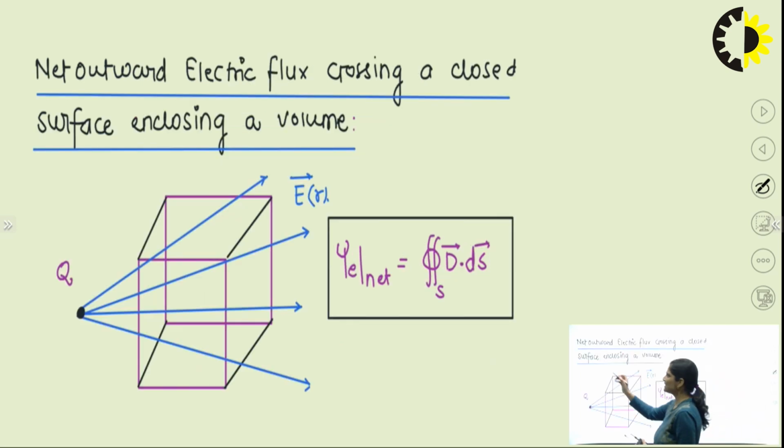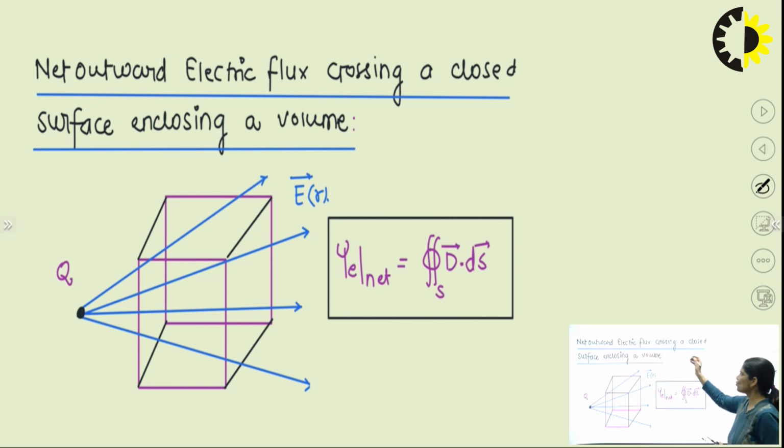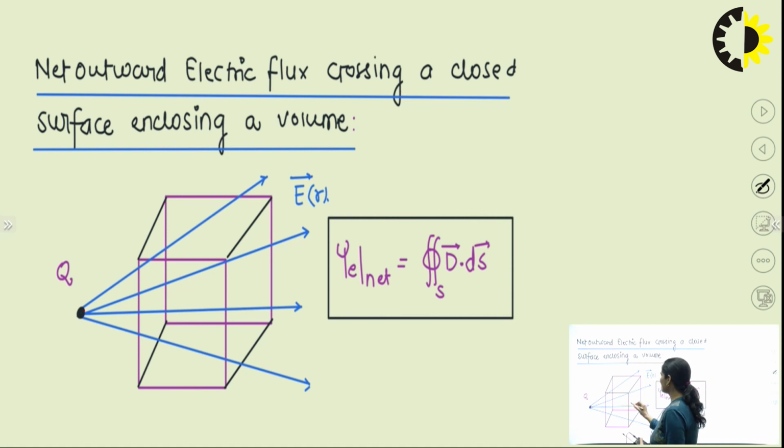Next is the net outward electric flux crossing a closed surface, enclosing a volume. Let this be a volume, a cube. Here is a point charge Q, and its electric field lines are represented by the E vector in terms of R. This is enclosing a volume, so the electric flux is equal to the double integration of D dot ds. This is the formula for an enclosed volume.